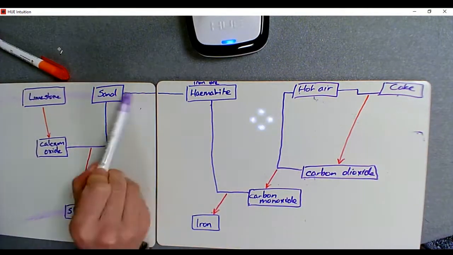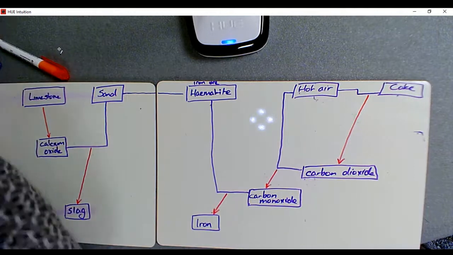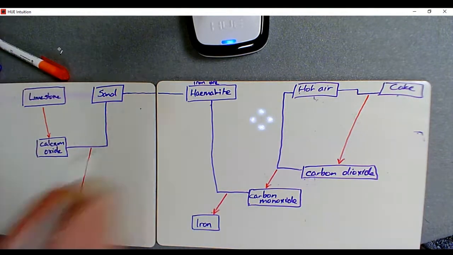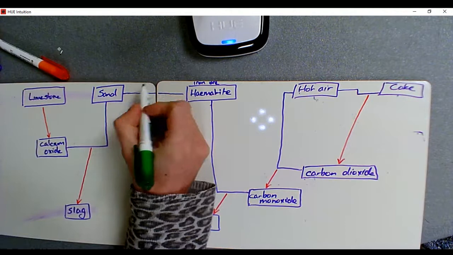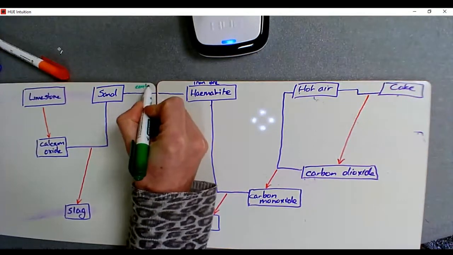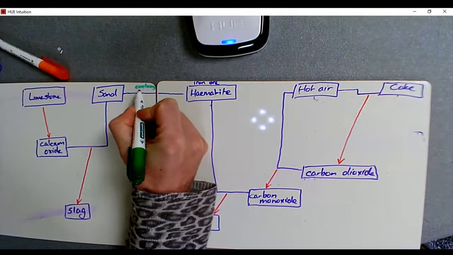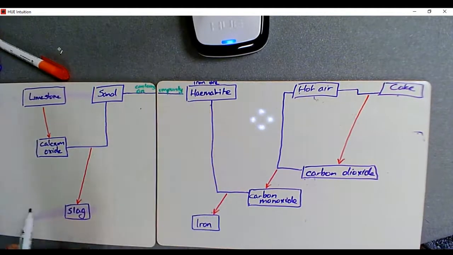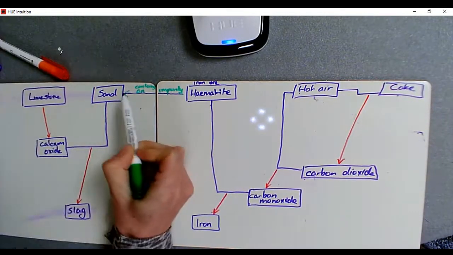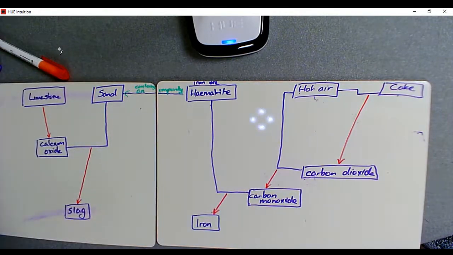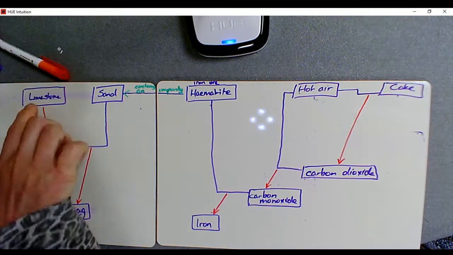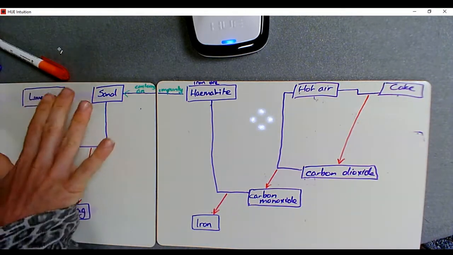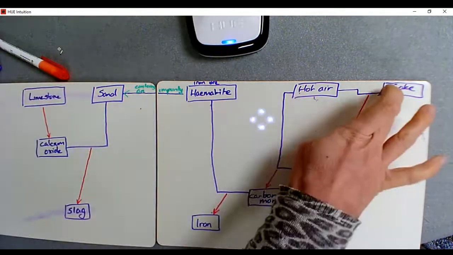Now, hematite is contaminated with, I'll put this in green, an impurity. It contains an impurity, and that impurity is sand, so you don't want that. Every rock has sand in it, silicon dioxide, so it's just something you have to get rid of. You're also adding limestone in at the top. So the three solids you're adding in are limestone, hematite, and coke.